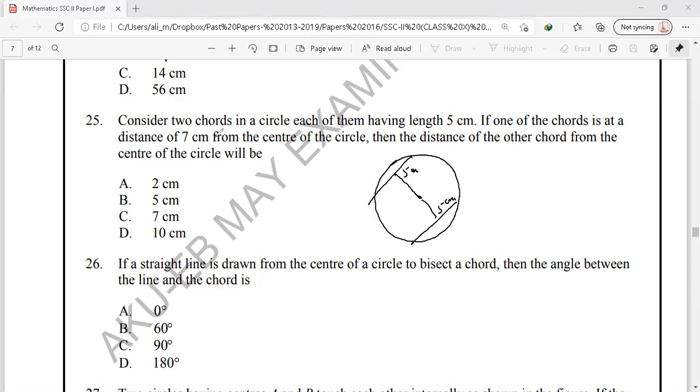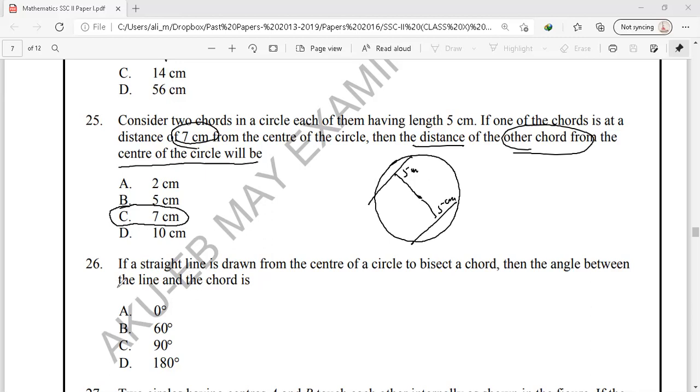So if one chord is at a distance of 7 centimeters from the center of the circle, we have to find the distance of the other chord from the center of the circle. This simple theorem says that if two chords are equal, then they are equidistant from the center of the circle. So the correct option is option C, 7 centimeters.